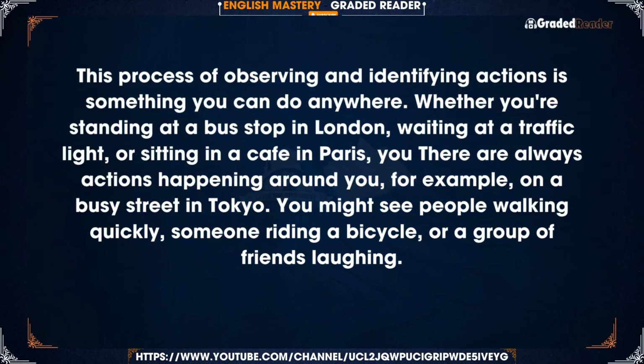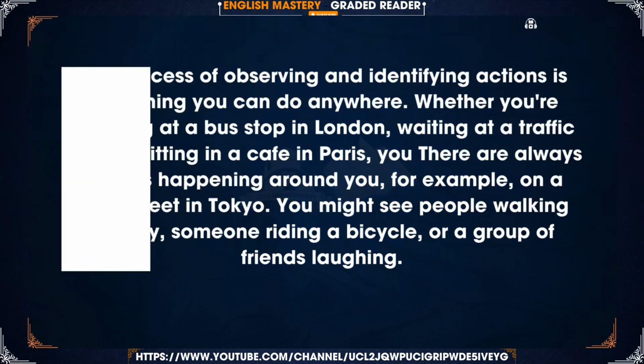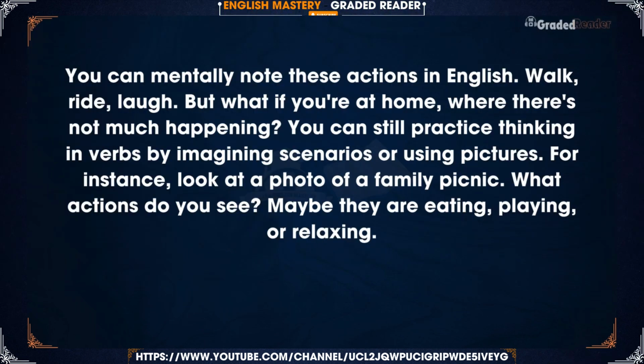Whether you're standing at a bus stop in London, waiting at a traffic light, or sitting in a cafe in Paris, there are always actions happening around you. For example, on a busy street in Tokyo, you might see people walking quickly, someone riding a bicycle, or a group of friends laughing. You can mentally note these actions in English. Walk, ride, laugh. But what if you're at home, where there's not much happening?